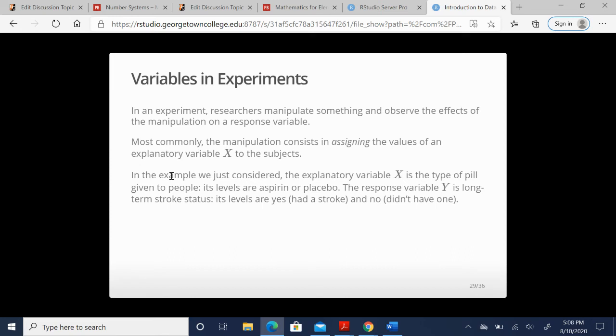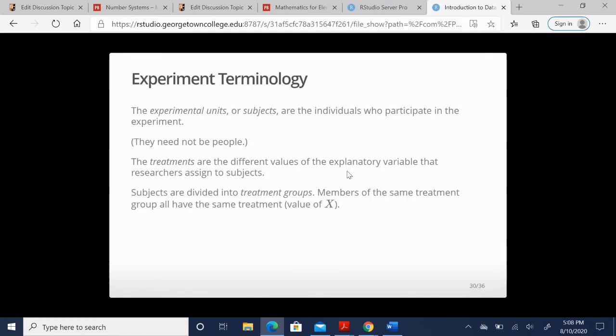So we just considered this experiment where we're talking about giving everybody a pill. One group gets a placebo, the other group gets aspirin. So that would be our explanatory variable. That's their treatment. The treatment must be the explanatory variable. If it's not, we're not going to be able to conclude if something caused something else. The response variable Y is the long-term stroke status. Did they have strokes or did they not? So your treatment, whatever treatment we're applying here, that's going to be our explanatory variable.